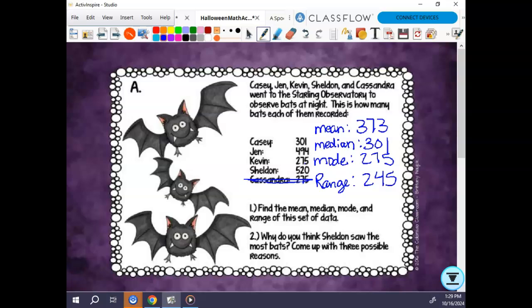Sheldon is a bat. That is possible. Sheldon lied. Exactly. Sheldon really wasn't paying attention. Yes, he just made it up. Counting by twos. I feel like I'm done.